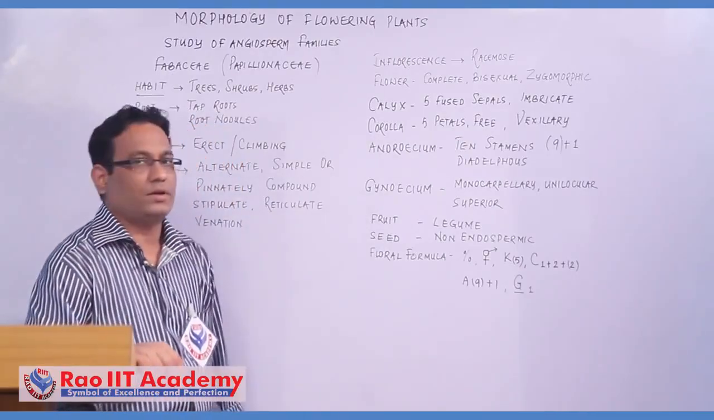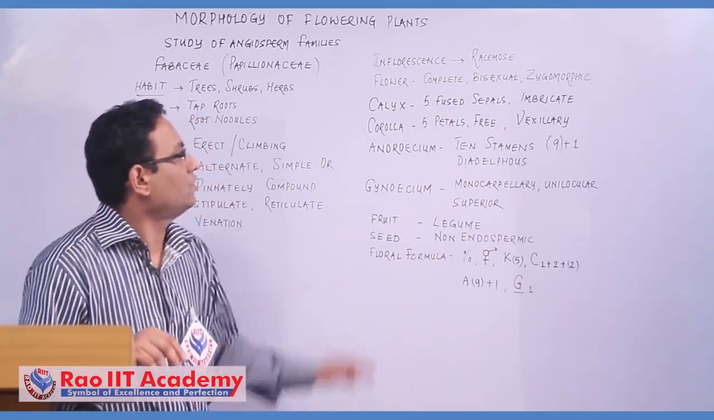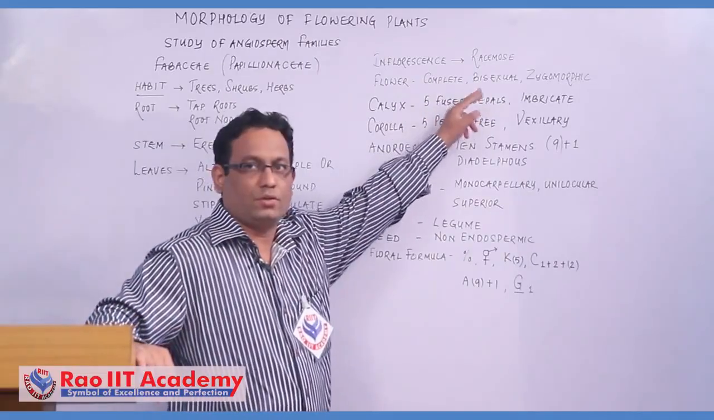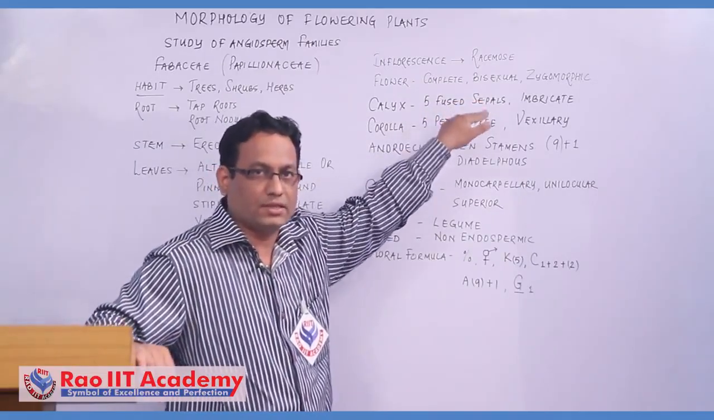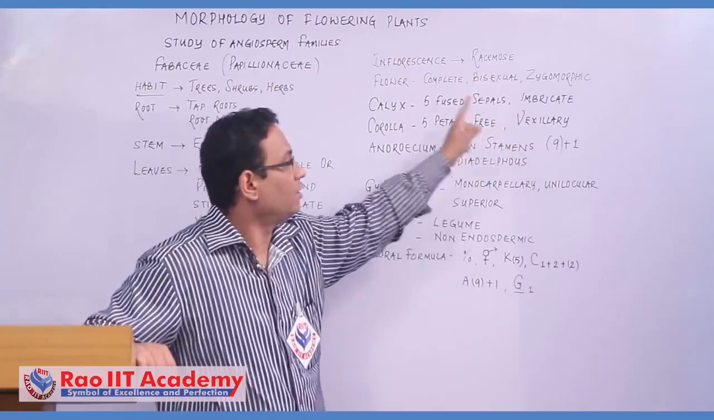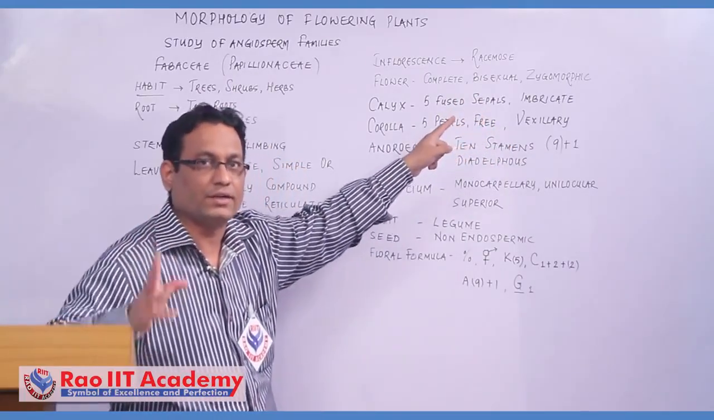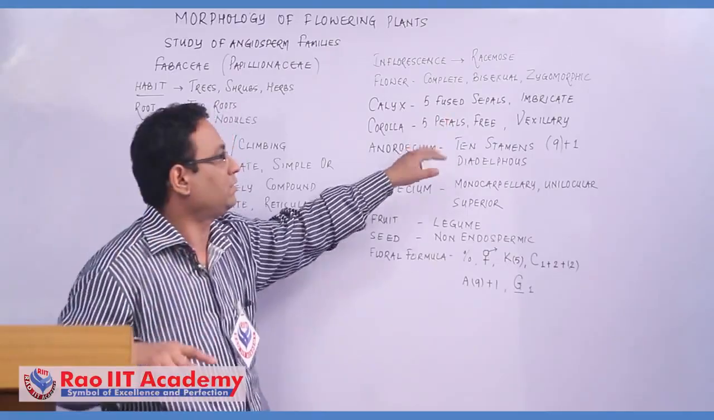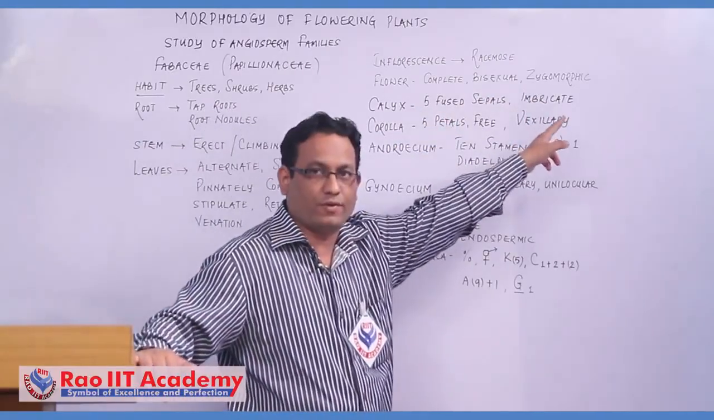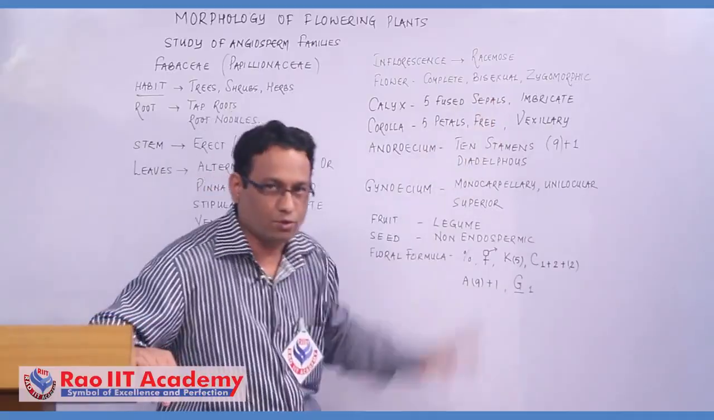Coming up with the flower, it is a regular and a complete flower with all the four whorls. The flowers are bisexual, which means the stamens as well as the carpels are present in it. But when it comes to symmetry, the flowers show bilateral symmetry. That is, they can be cut in two identical parts only in one plane, which means they are zygomorphic. So we have a regular complete bisexual flower which is zygomorphic.